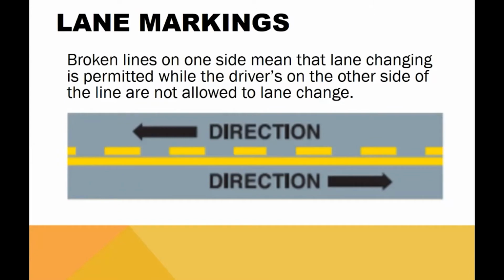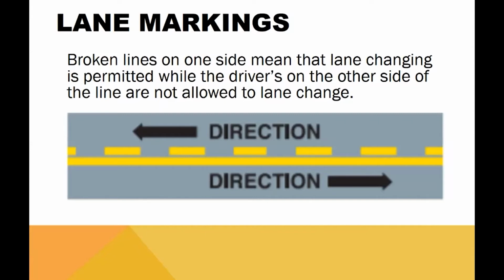Broken lines on one side means that lane changing is permitted on the side you're on with the broken line, but there could be a solid line on the other side. In this instance, it's yellow, so you have traffic moving in opposite directions. The side on the top can do some lane changing. They could pass a slower vehicle if it was safe, because they have a broken line. But the vehicles traveling in the bottom lane are on a solid line, so they're not permitted to do any lane changing. So definitely be mindful.